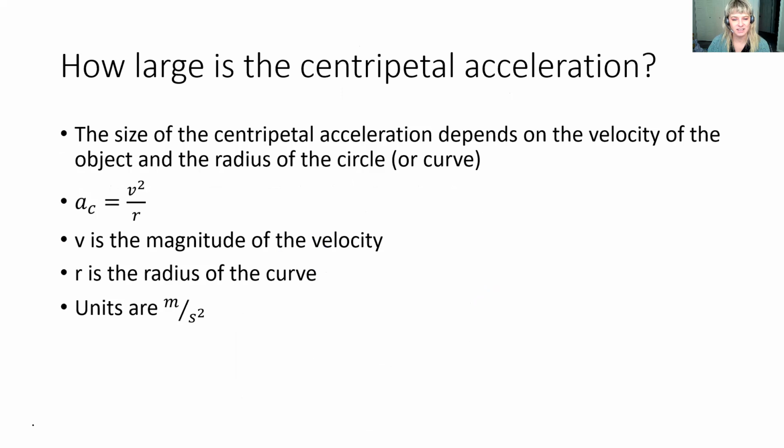To quantify the centripetal acceleration, the size of the centripetal acceleration depends upon the velocity of the object and the radius of the circle or the curve. And in particular, the magnitude of the centripetal acceleration, I'll denote that a_c, is equal to the magnitude of the velocity squared divided by r.